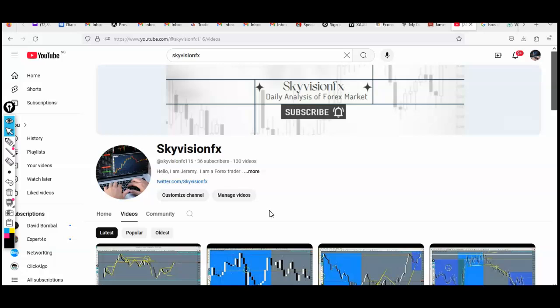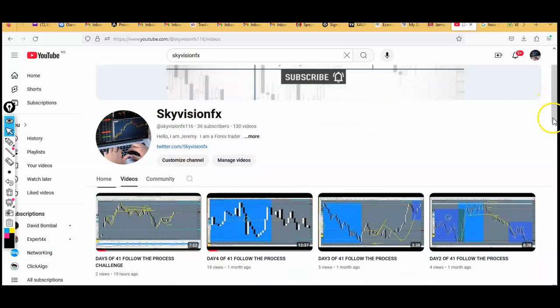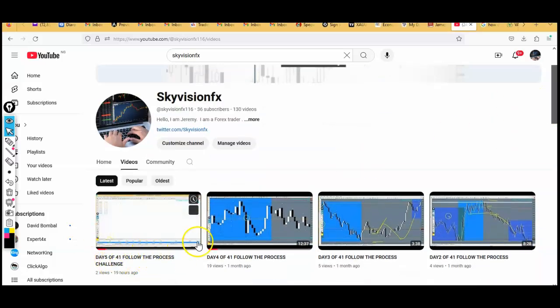I'm currently doing a trader challenge for about 41 days and we've done day 5, so this is day 6 now. Let's go to the charts.